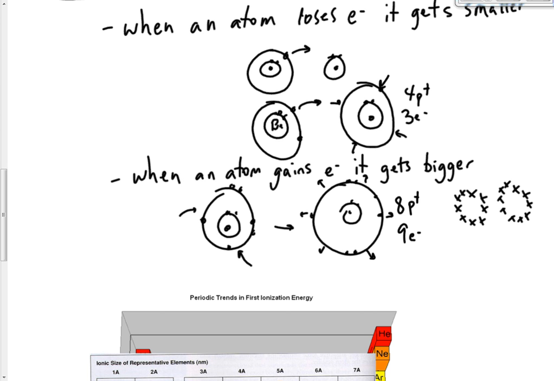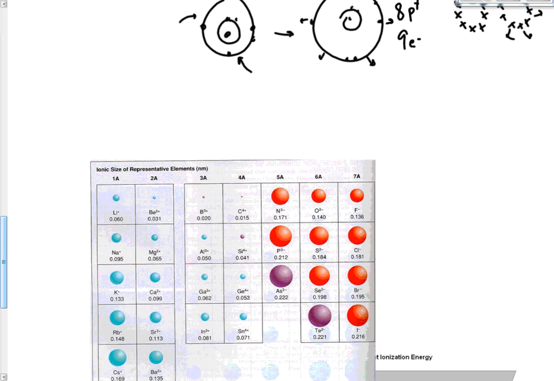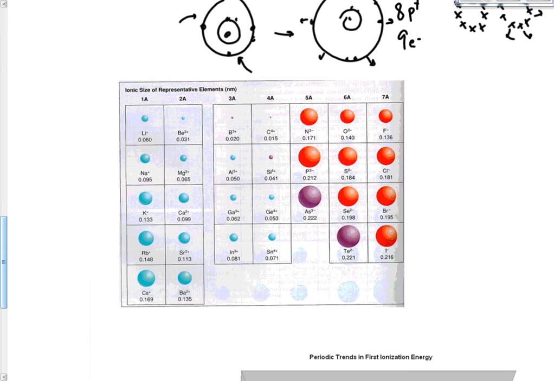It doesn't really look like it, but if you stood there with your hands held and you step back, the circle would be bigger here than it is right there. So every time you add an electron, you just get a little bit bigger. So let's look at a picture of this. We don't need first ionization energy. Let's look at a picture right here.